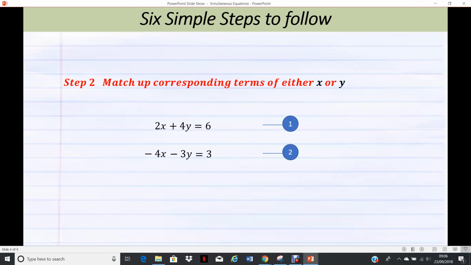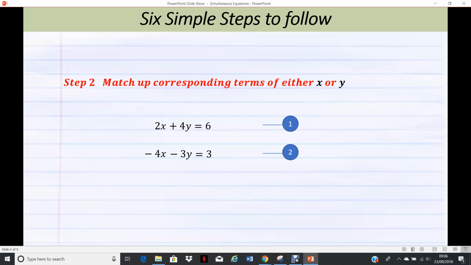The second step is to match up corresponding terms of either the x or y, and I'm going to choose matching the x terms. And by matching I mean that the magnitude of the coefficient in front of the x term needs to be the same in both equations.